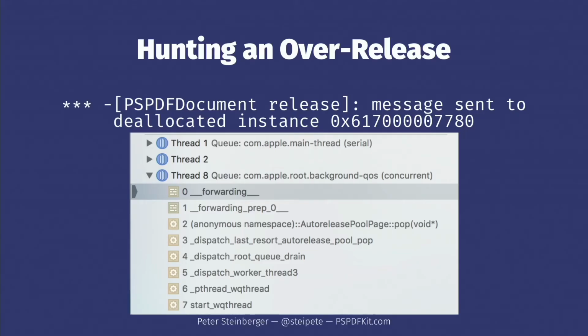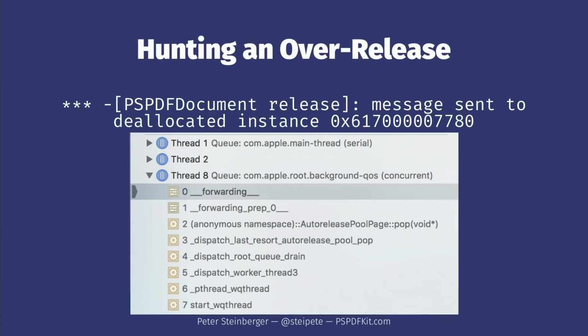All right, the fun part. So even if you enable all the warnings, all the analyzer checkers, and all the sanitizers, you will still have bugs. And this one here is a particular fun one. So everyone knows the message sent to deallocated instance warning. When you debug a crash, enable zombies. Things get really interesting when such a crash happens on a global background queue in an auto-release pool pop.